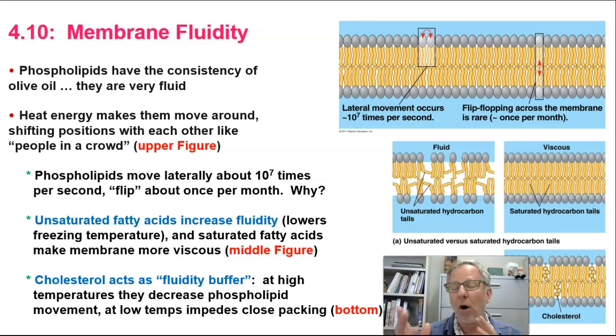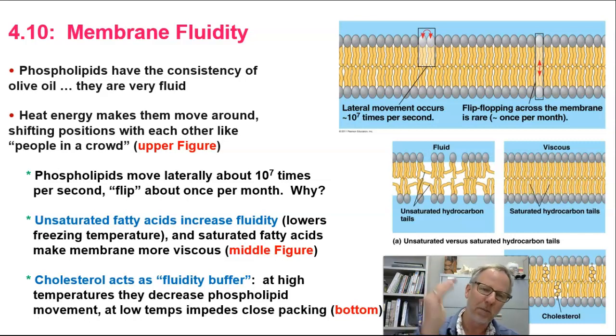Okay. Now, what can control the fluidity of the membrane? Well, one major thing is whether the fatty acids are unsaturated or saturated. And that's the middle part of the figure I have on this slide. If phospholipids are made mostly or have a lot of unsaturated fatty acids, that's going to make them more fluid. They're not going to be as packed together. They're going to move around more. If the phospholipids are made with saturated hydrocarbon tails, fatty acids, they're going to pack really close together and it's going to be more solid, not as fluid. So that's a major point.